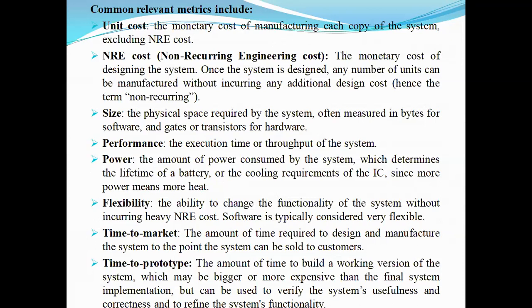First one is unit cost: the monetary cost of manufacturing each copy of the system, excluding NRE cost. NRE cost means non-recurring engineering cost. Once the system is designed, any number of units can be manufactured without incurring additional design cost. So we have to avoid the additional design cost. That is called non-recurring engineering cost.